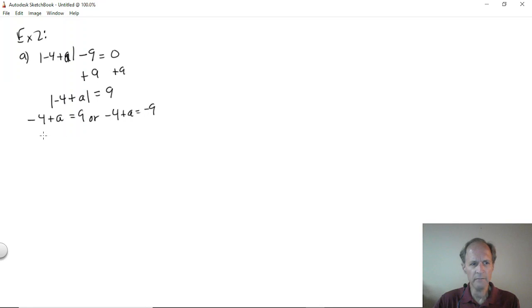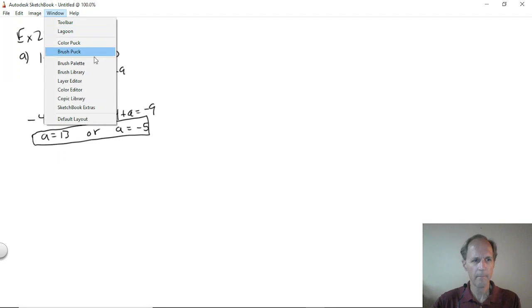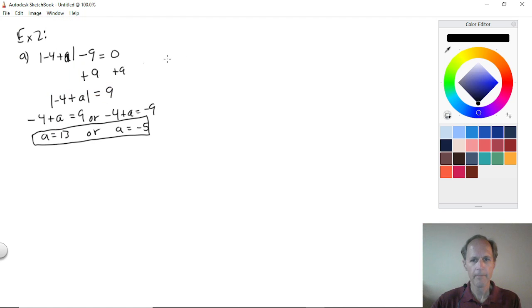First one, we're going to add 4 to both sides, we get a equals 13. And then the other one we add 4 to both sides, we get a equals negative 5. So those are two solutions. We'll plug those in and check them real quick.